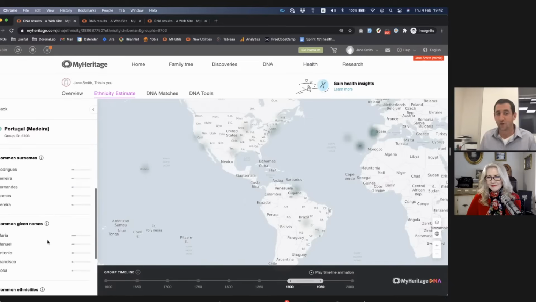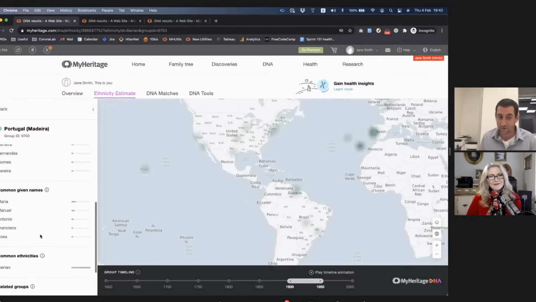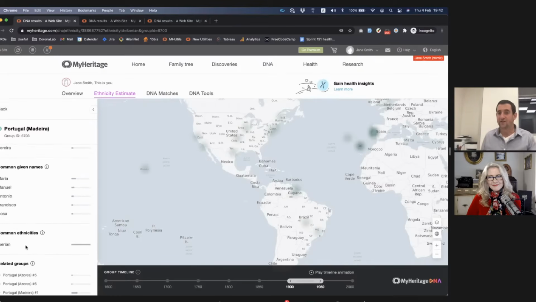And we're also showing you common given names. So these are names that we've seen in the trees, right? Of people who lived there during this time period and other time periods. And we're telling you what is the common ethnicity. Sometimes you'll see people living, for example, in Germany, but some will be from the North and Western European ethnicity. Some will be from Balkan ethnicity, for example. And they lived in Germany at the same time.